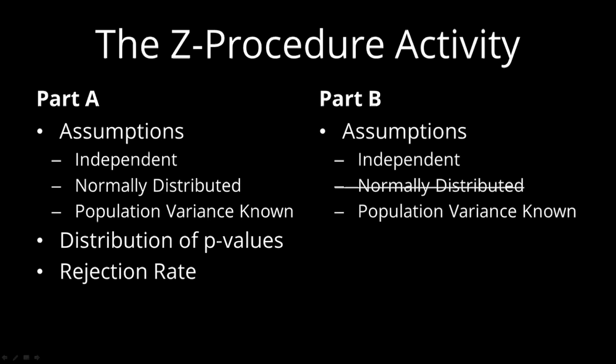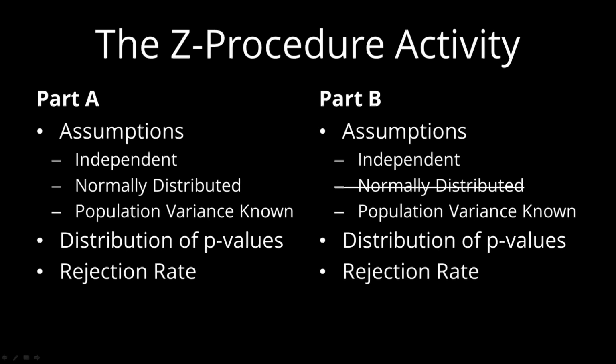We're going to make sure that the data come from a non-normal distribution, for instance, the uniform distribution or the exponential distribution. And we're going to look at the distribution of those p-values from the z-test when the data are not normally distributed. If the distribution of p-values is uniform 0, 1, then that assumption is not important. We're also going to look at the rejection rate. If the observed rejection rate is close to alpha, then we're going to conclude that, under these circumstances, the assumption of normality is not important.